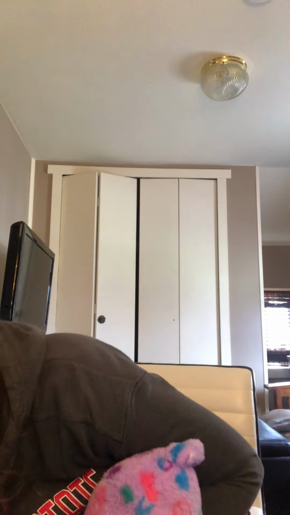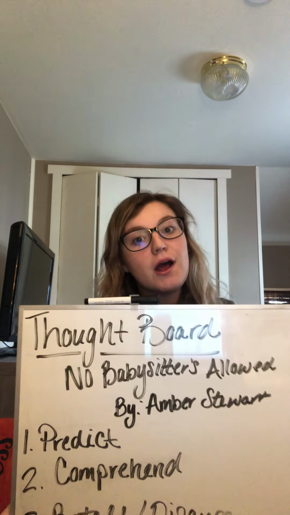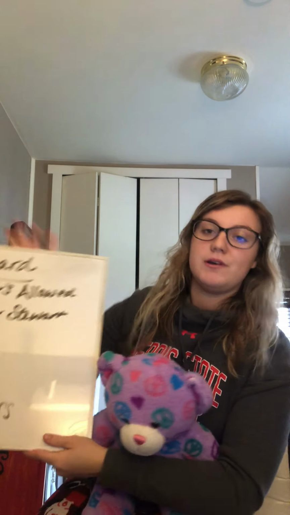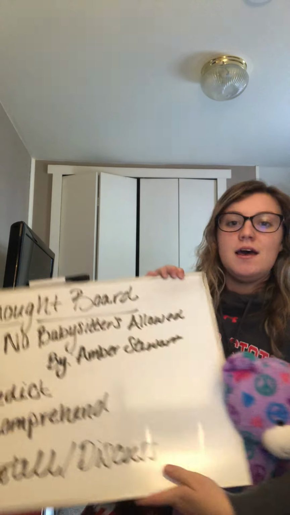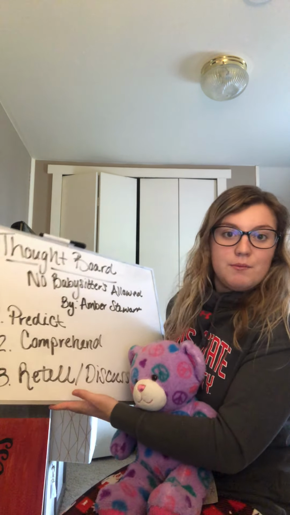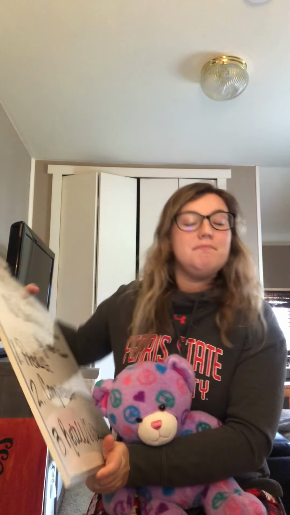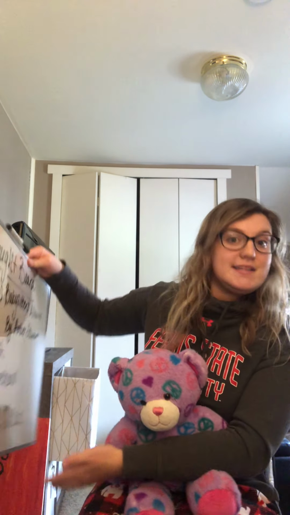Before we start reading, I have some things that I just want to talk to you about and that we're going to discuss before we read. We're going to use a thought board to guide us through the reading process. We're going to have three steps on the thought board. The first step, before we start reading, is to predict. We're going to talk about what we think might happen in this story and who the characters might be, what the setting might be like, and we're going to do that together.